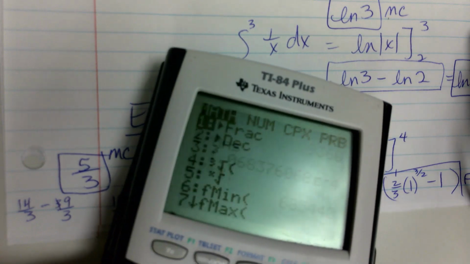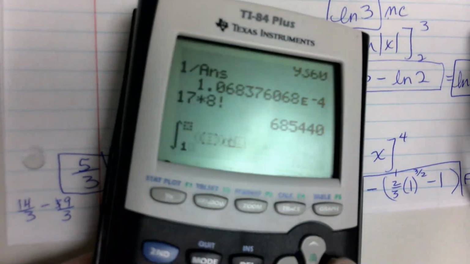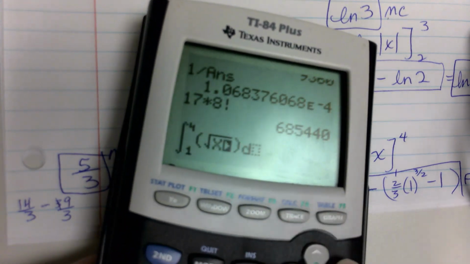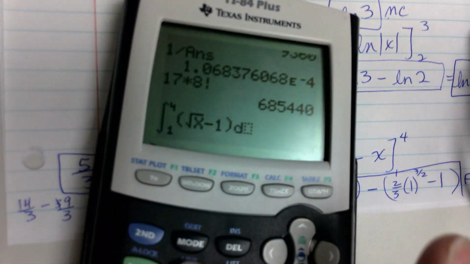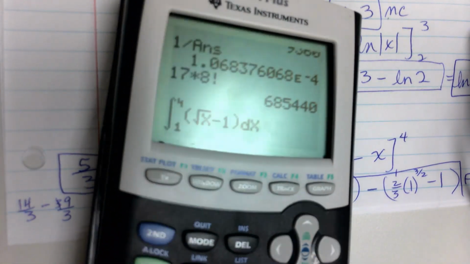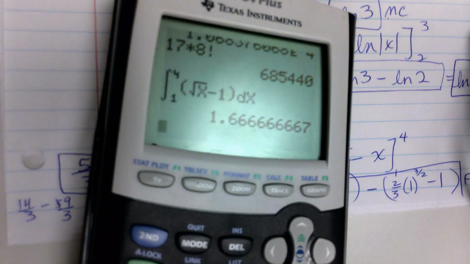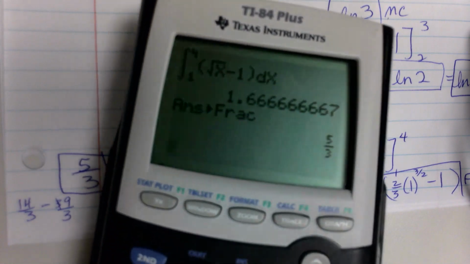Math 9. I did show you how to do it, right? Square root of x minus 1. .6 repeating is 1 and 2 thirds, isn't it? 5/3.